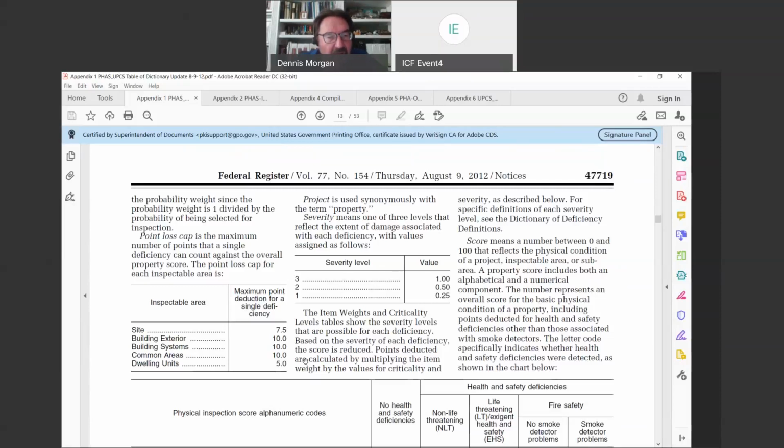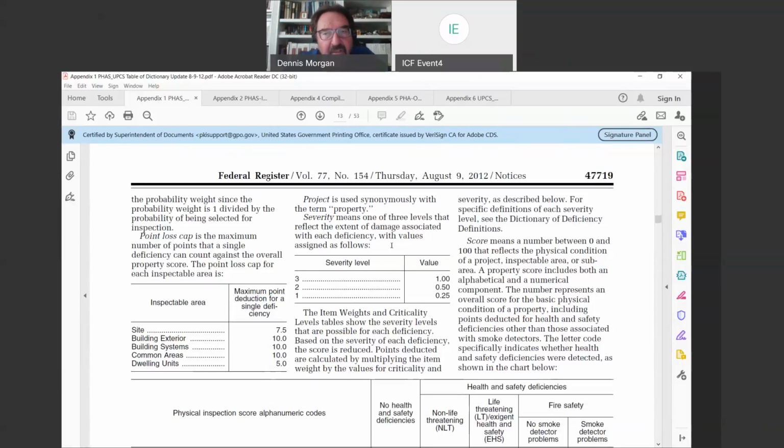Dwelling units, 5 points. Well, the whole thing is worth 35 points. So that's still a lot of points associated with that single deficiency as well. But it does help a little bit in terms of helping improve the score for the PHA, but not as much as we would potentially anticipate.